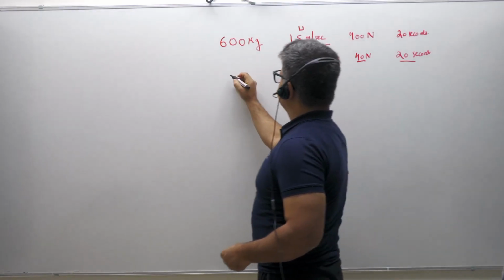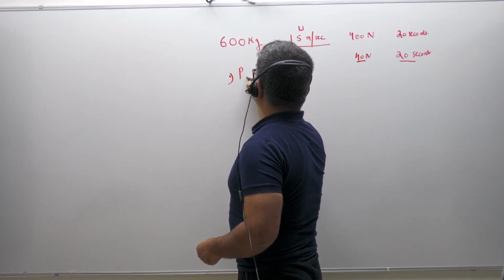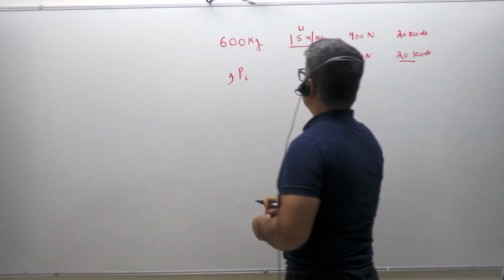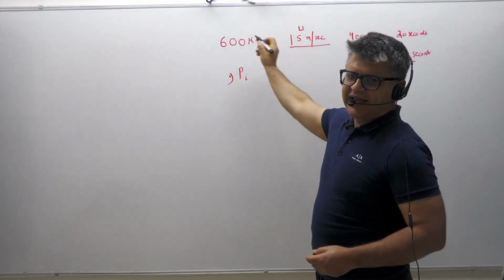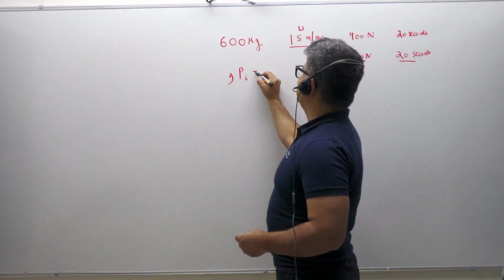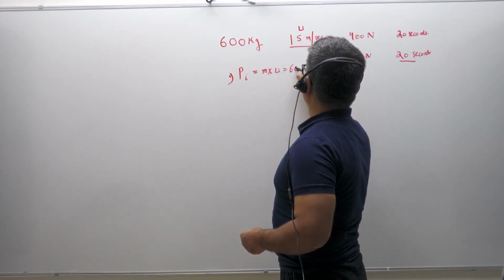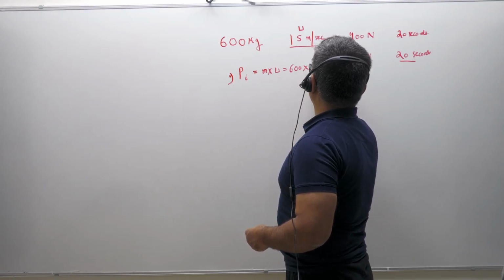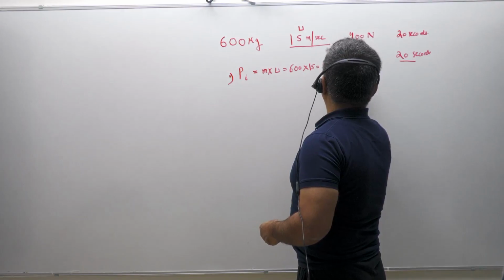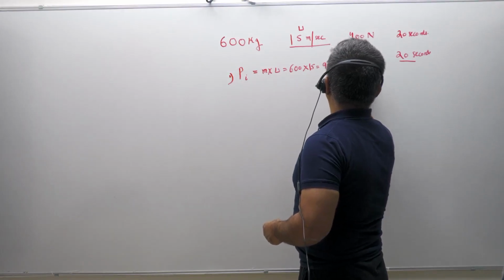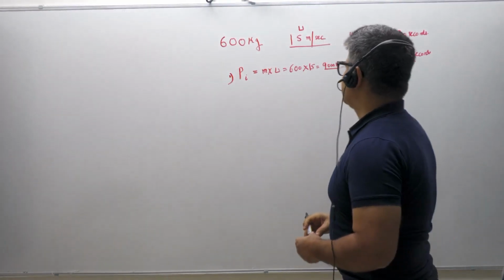The question is, question number one, what is the initial momentum of the body? So I think this is a no brainer, right? You have a body which is moving at 15 meter per second. So P initial is equal to M into U is equal to 600 into 15 is equal to 9,000 kilogram meter per second. Okay, this is it. 9,000 is the answer, so that's one.